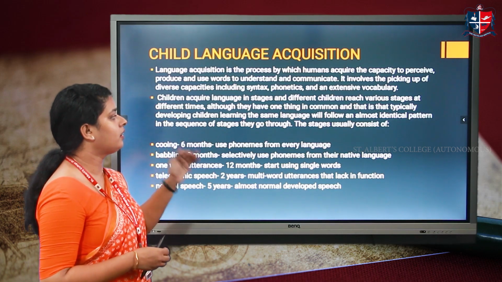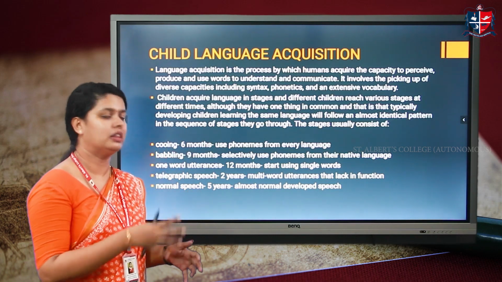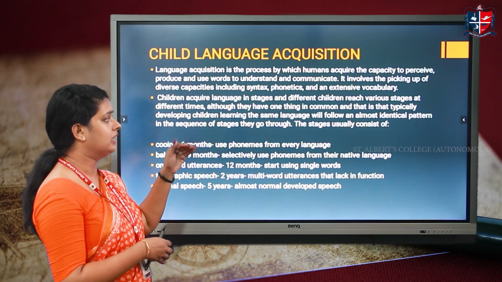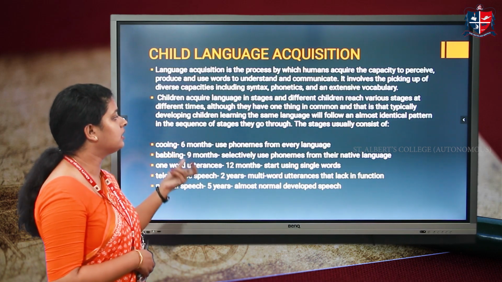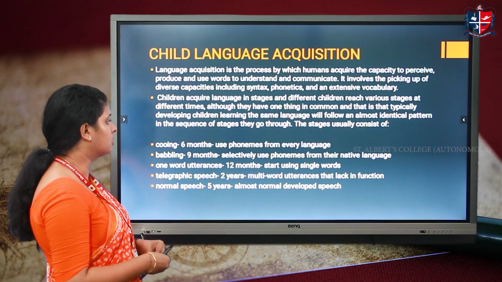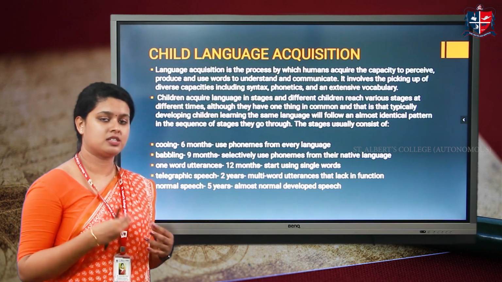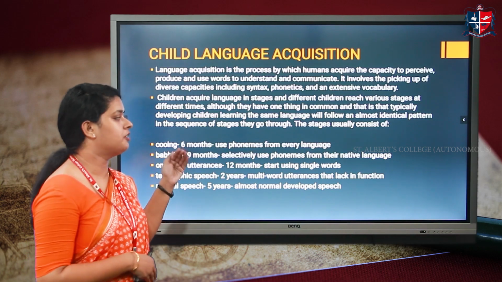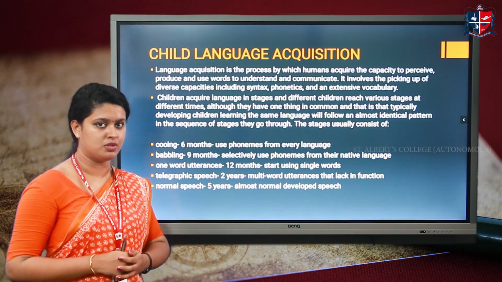Although they have one thing in common. So one thing in common in all the kids is that typically developing children learning the same language follow an almost identical pattern in the sequence of the stages that they go through. So there are different stages in child language acquisition.